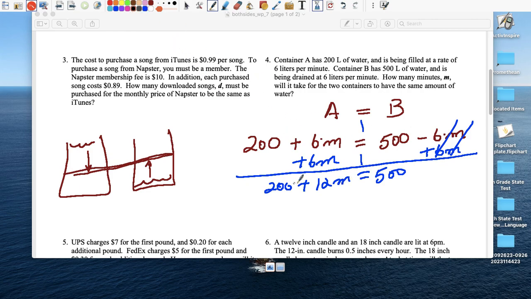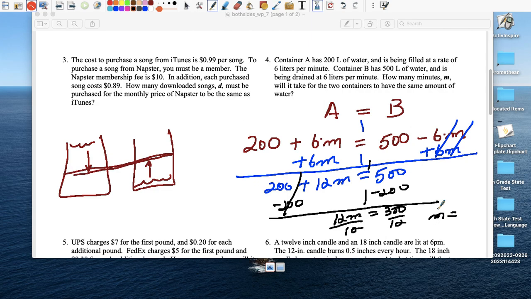Now, it becomes very repetitive, right? Minus 200, minus 200. This goes away. 12m equals 300. We're going to divide both sides by 12, and m equals 300 divided by 12, which is 25. So after 25 minutes, both containers will have the same amount of water.